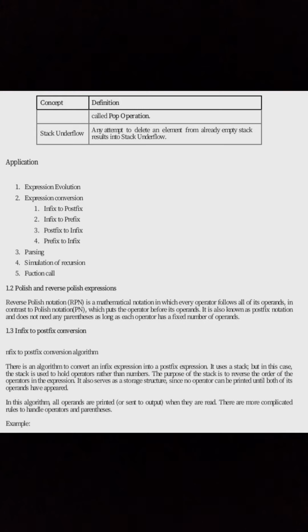Now let us see infix to postfix conversion. Infix to postfix conversion algorithm. There is an algorithm to convert an infix expression into a postfix expression. It uses a stack, but in this case the stack is used to hold operators rather than numbers. The purpose of the stack is to reverse the order of the operators in the expression. It also serves as a storage structure since no operator can be printed until both of its operands have appeared. In this algorithm, all operands are printed or sent to output when they are read. There are more complicated rules to handle operators and parentheses.